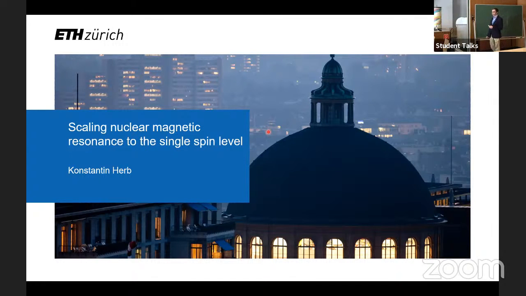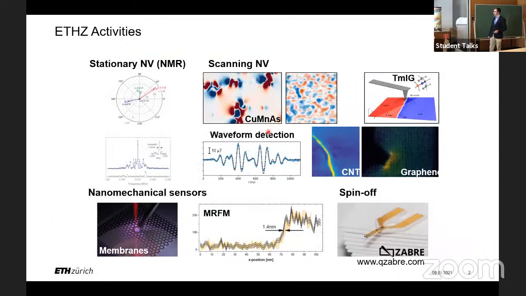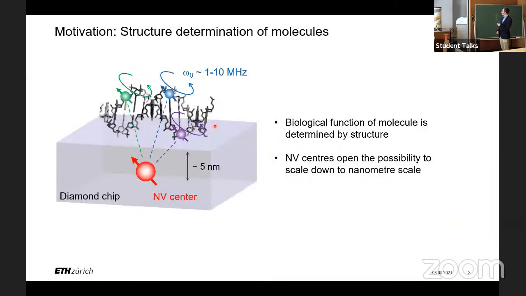I would like to talk today a little bit about our journey to scale down nuclear magnetic resonance to the nanoscale level and about the research done at ETH in Zürich. Our group is generally interested in developing new methods to spatially recognize magnetic features at the nanoscale level, and this includes, besides scanning approaches, also the use of stationary NV centers to do spectroscopy of objects which are close by. This is in particular, for example, nuclear spins.